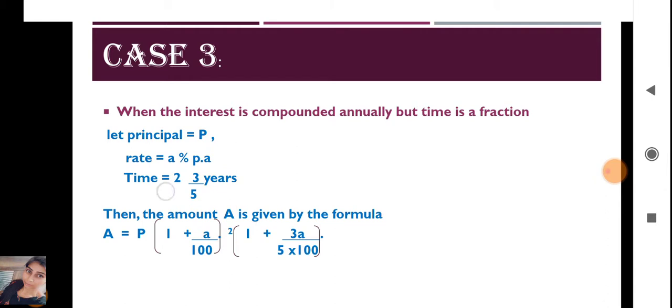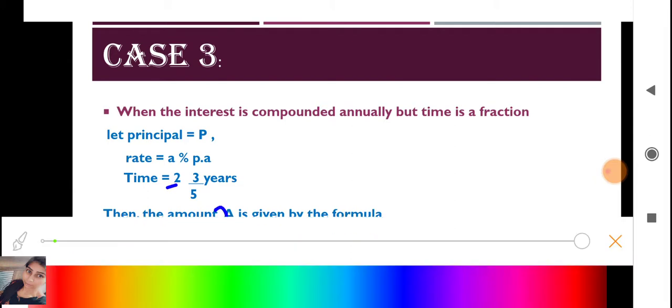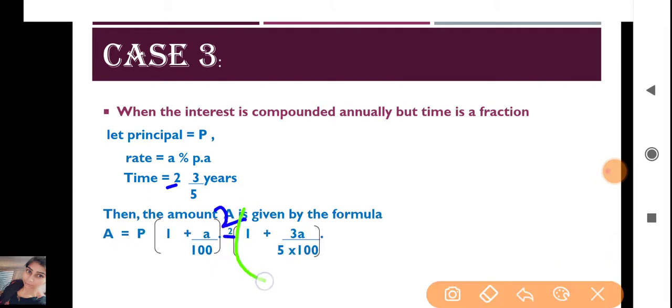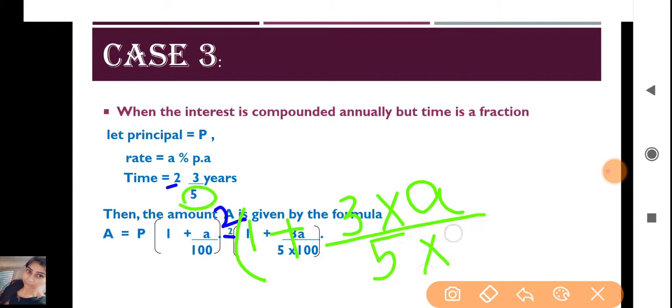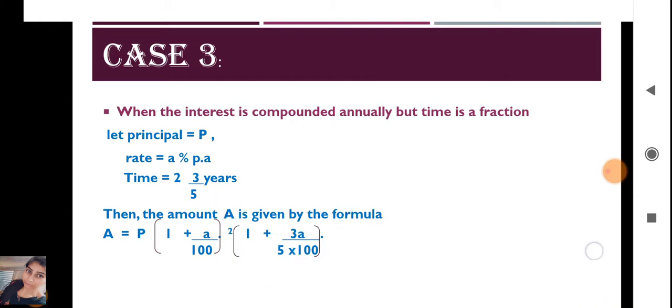Okay, this 2 will come over here as the power, and then you are supposed to open the bracket, and this will be 1 plus 3. This 3 multiplied with A divided by this 5 multiplied with 100, and the bracket closes. Okay, and we are going to use this now.